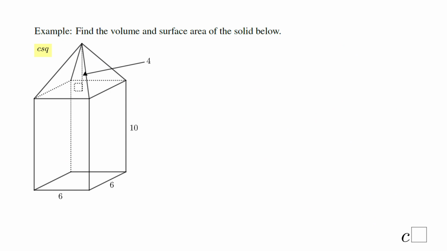Let's move to a second example. In this one also we need to find the volume and the surface area, and I'm going to start with the volume. Again, we have 2 shapes there, so I'm going to call V1 the rectangular prism. This is length times width times height, and that will be 6 times 6 times 10, and that will be 360 cubic units.